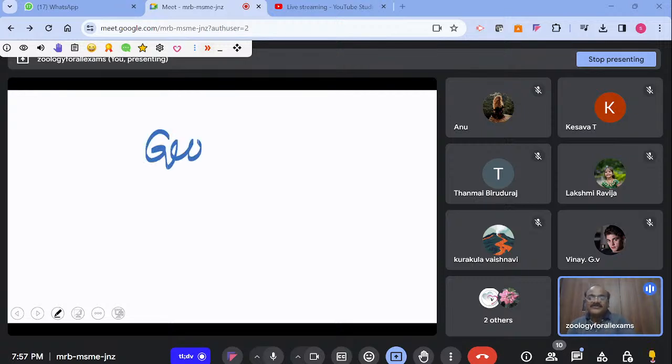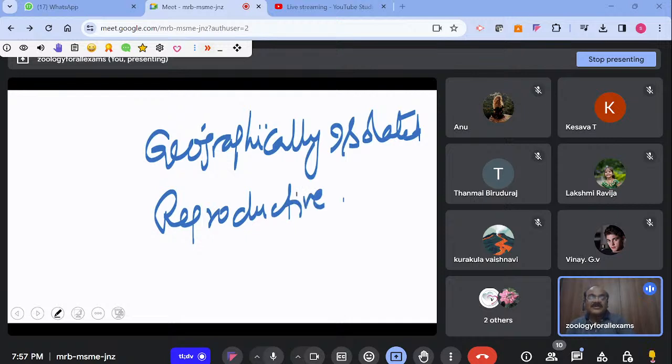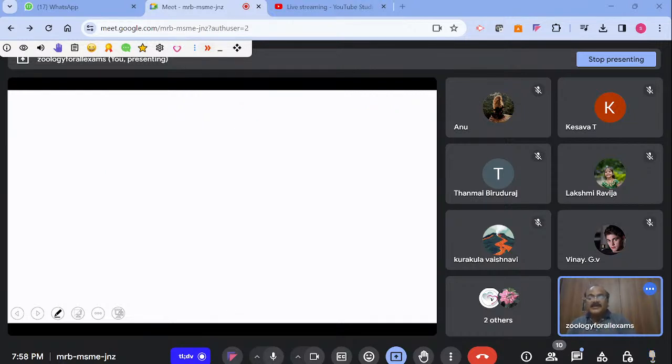So, the crux of evolution is that they must be geographically isolated and they must exhibit reproductive isolation. If geographical isolation alone is not sufficient, they must exhibit reproductive isolation too. So when these two things happen, you say a process of evolution is happening where a new species originates. Okay, and what actually brings about reproductive isolation?